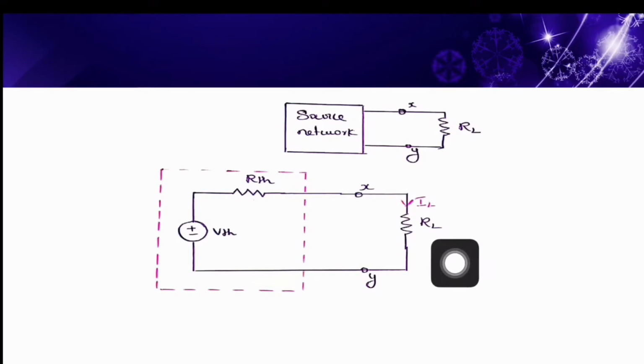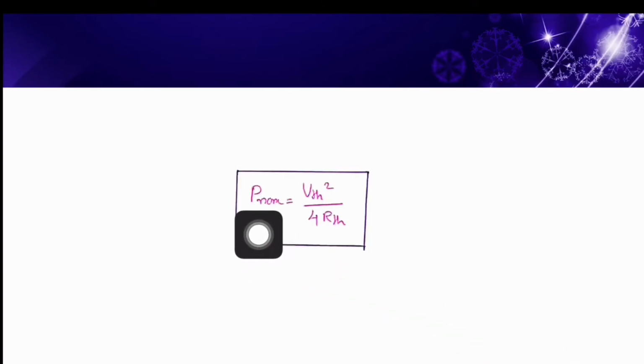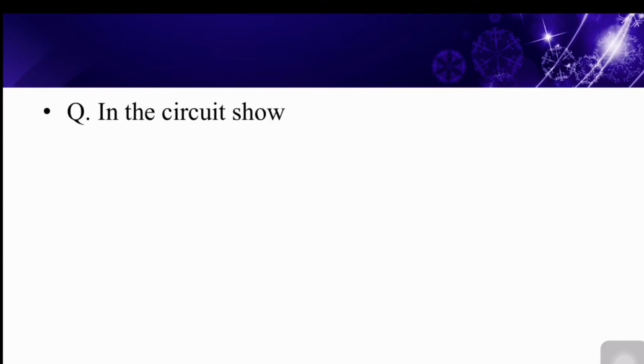Based on maximum power transfer theorem, this source network delivers maximum power to this load resistor RL when RL is equal to RTH, and the amount of that maximum power can be mathematically expressed as Pmax is equal to VTH square by 4 RTH, where Pmax is the maximum power, VTH is the Thevenin equivalent voltage, and RTH is the Thevenin equivalent resistance of the source network. Alright? Let me now take you to some problems based on maximum power transfer theorem.